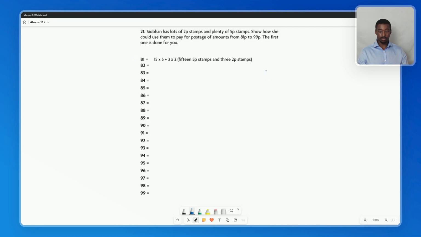15 times 5, well, 10 times 5, 50. 5 times 5, 25, so 75. Plus 3 times 2, which is 6, so 81.